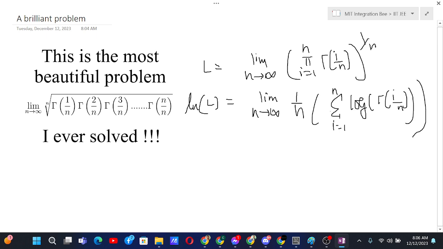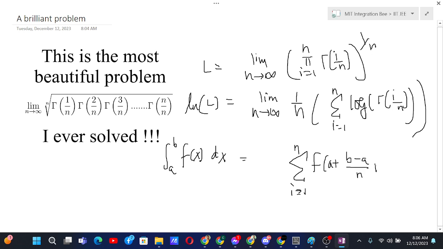Okay. So now that seems like a Riemann sum. If you don't know what a Riemann sum is, it's actually a really easy concept. Let's say we have this integral, you can evaluate it through a sum. So the sum from i equals 1 to n of f of a plus b minus a by n times i, times b minus a by n. When n goes to infinity, this will be equal to the integral.